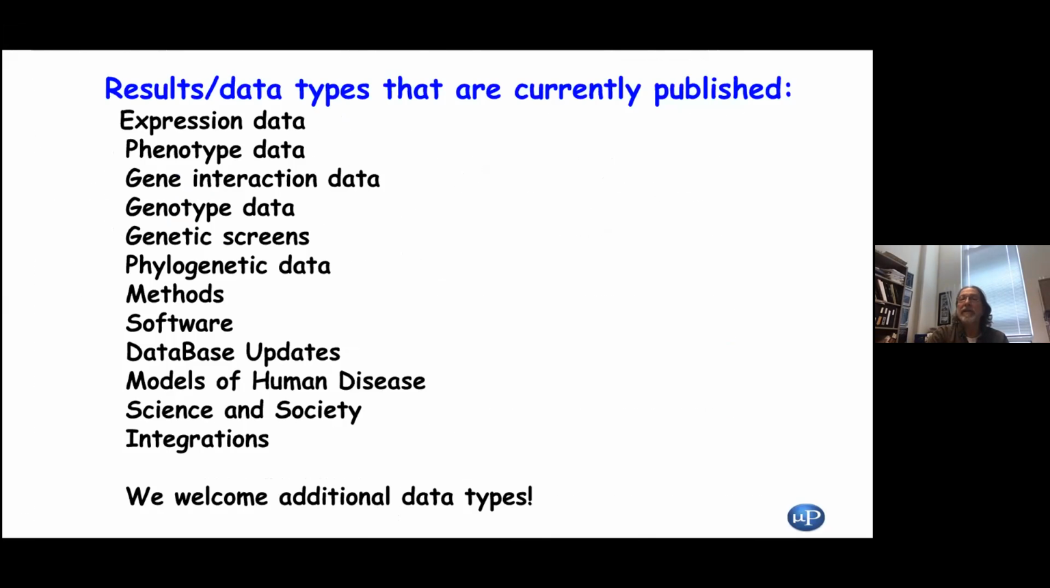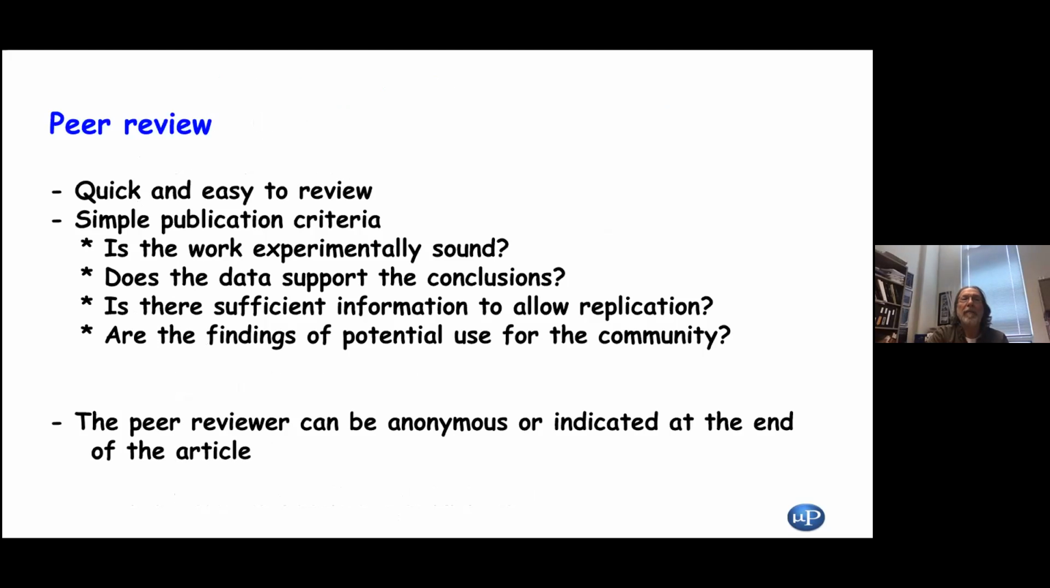So here's a list of the data types that are currently being published, or that currently have been published. But we certainly welcome any new other data types that have not currently been published. So, an important thing about micropublications, given that they're really single experimental results, is that they are quick and easy to review.